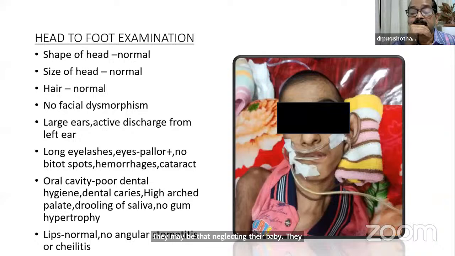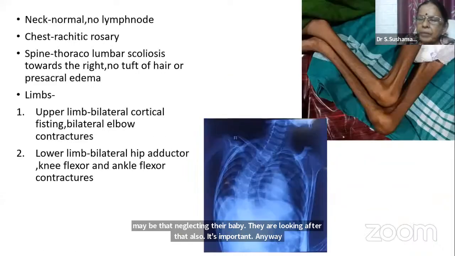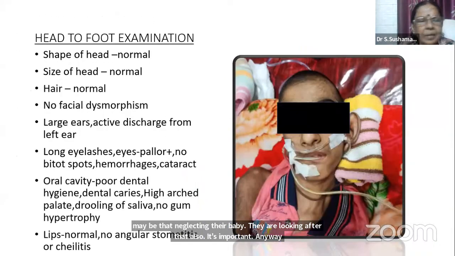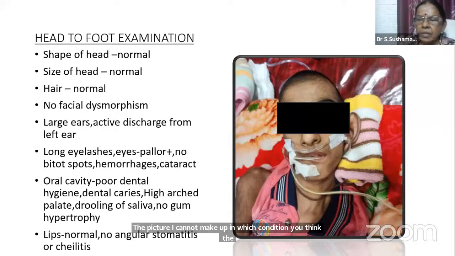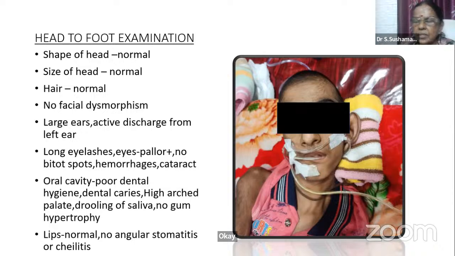Very well. Previous slide, you said the ears are large. Is it so or is it relative? From the picture, I cannot make out. In which condition do you think that the ears appear large? When there is primary microcephaly, the ears appear large and prominent.